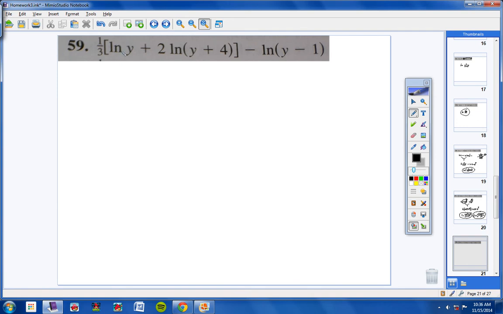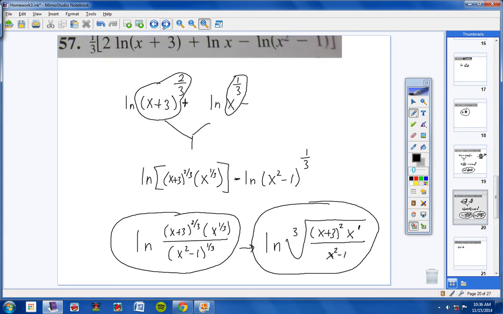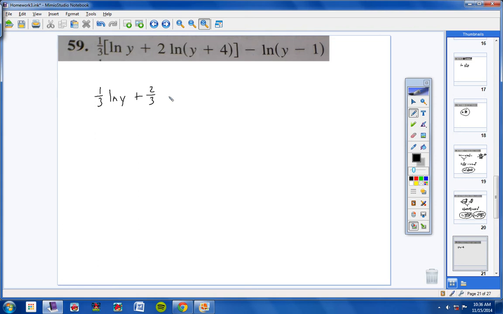Multiply your 1/3 through: 1/3 natural log of y plus 2/3 natural log of y plus 4 minus natural log of y minus 1. Now notice, students, the 1/3 only goes to this logarithm here and this one here, not this one over here, because of the brackets. Right here, the brackets. Okay? Alright, moving on.